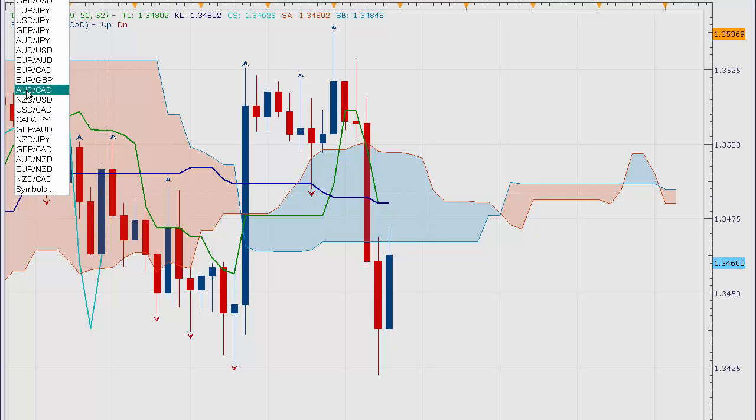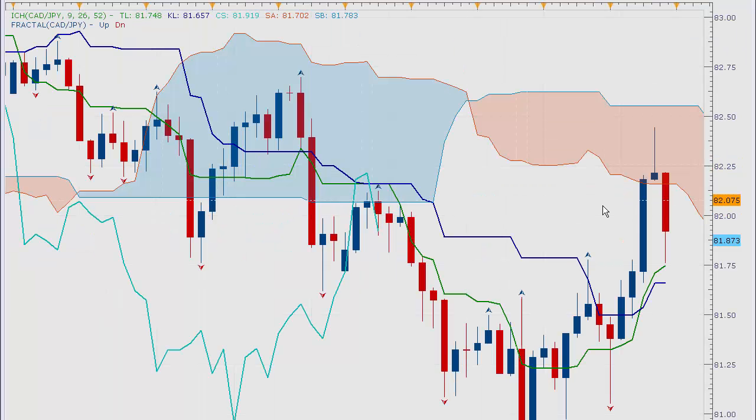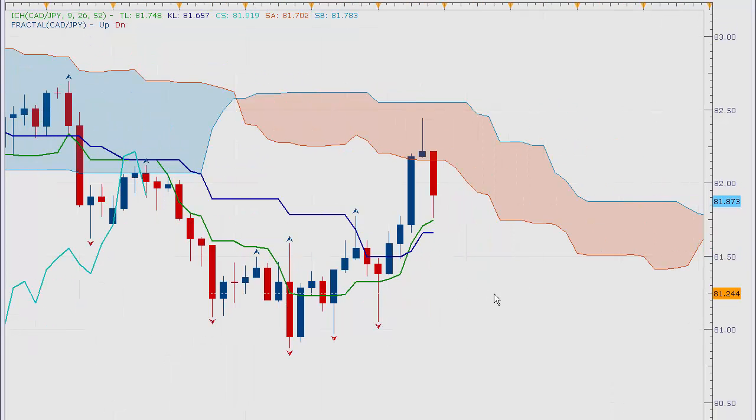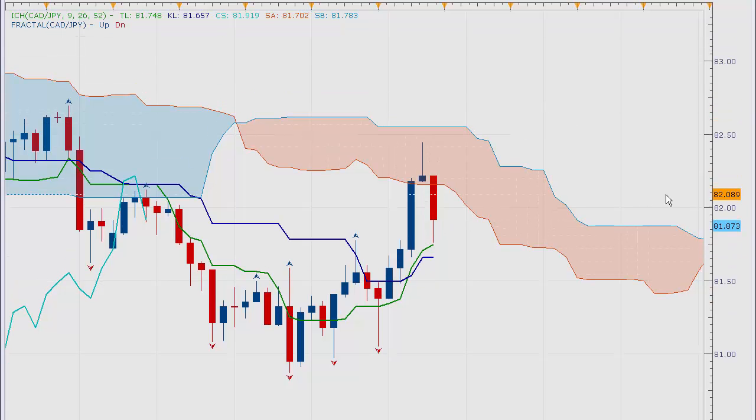So CAD yen. I'm running out of time, so we might not get through all these pairs. CAD yen, we broke a fractal there, high fractal. We've got a bullish TK cross. We could be bouncing off the cloud, but if I was to trade this, I'd trade it to the upside and wait for some sort of signal here. It looks like it's already bouncing off that level, and then trade it to the upside. But it's probably one I'd leave alone at the moment.